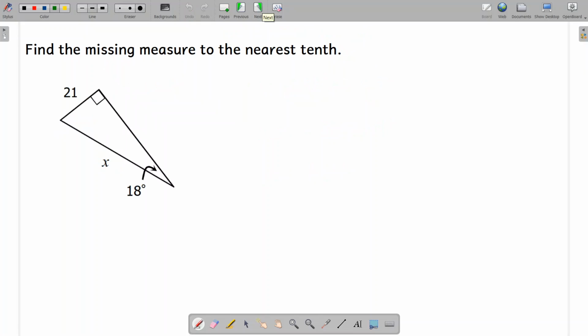Okay, another one. Based on my angle here, I have the opposite side and the hypotenuse. So again, I'm going to be using sine. But this time, x is not in the numerator, it's in the denominator. So remember the trick here.